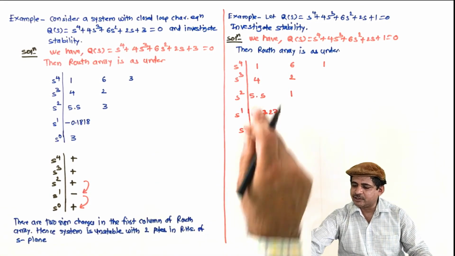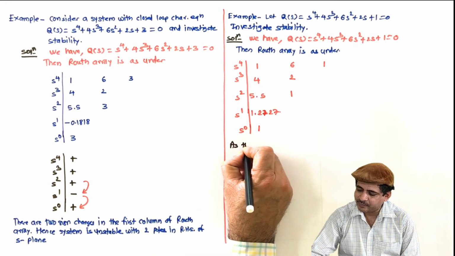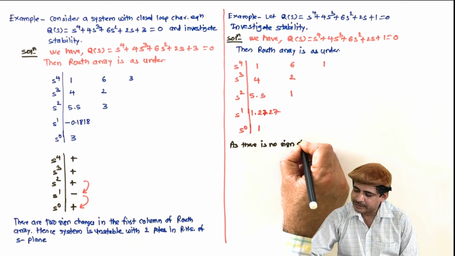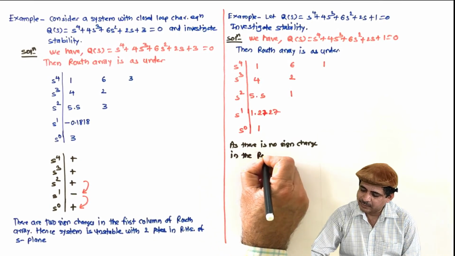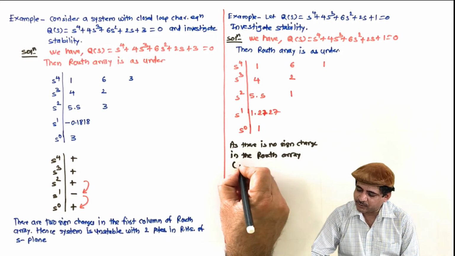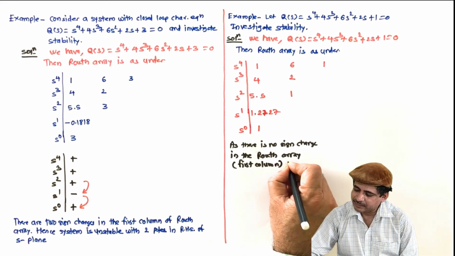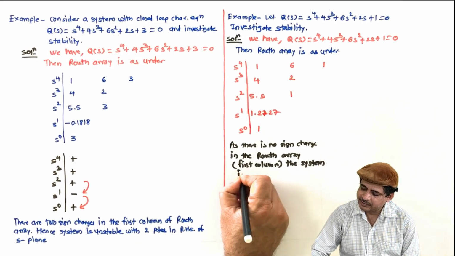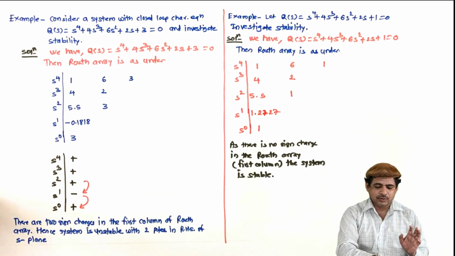Now here you can see there is no sign change in the first column of the Routh array. So what I can write is: there is no sign change in the first column of the Routh array, the system is stable. Very simple. This is how we have to find out.